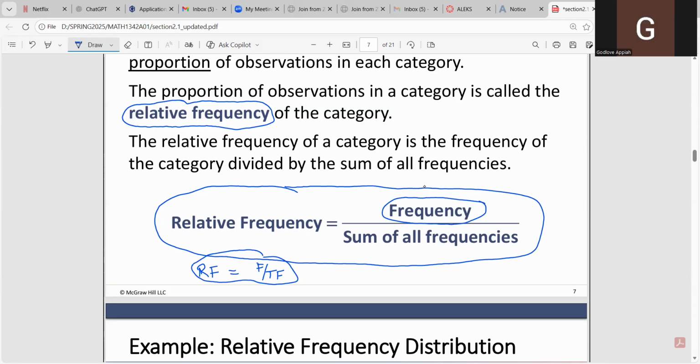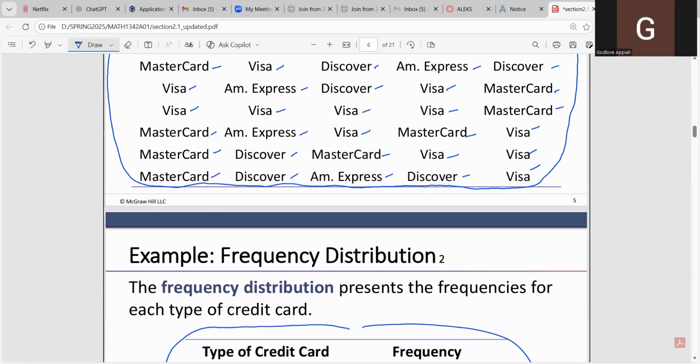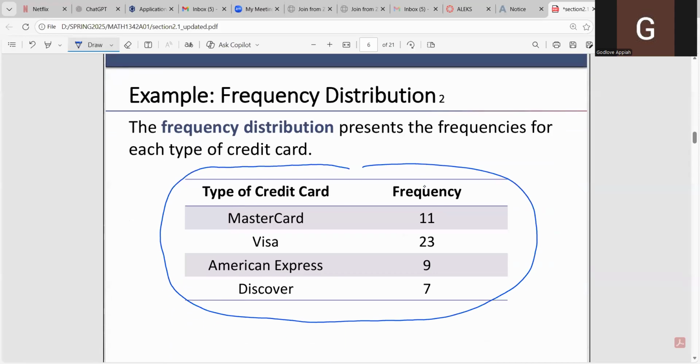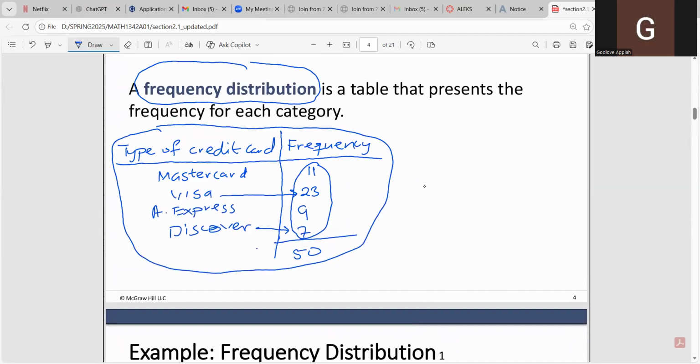All right. So based on this information, let's go back to the previous problem. Let's go back to the credit card data set and try to construct the relative frequencies for each category in this data. So let's go back to this table. I'm going to add a third column on this table, and that third column would be relative frequencies. I'm going to compute the relative frequency for each category in this data set.